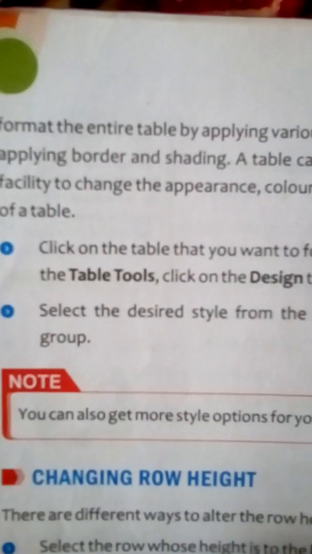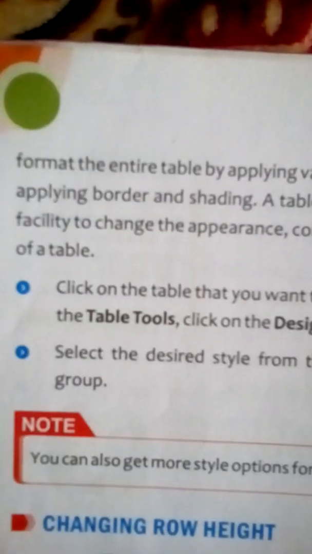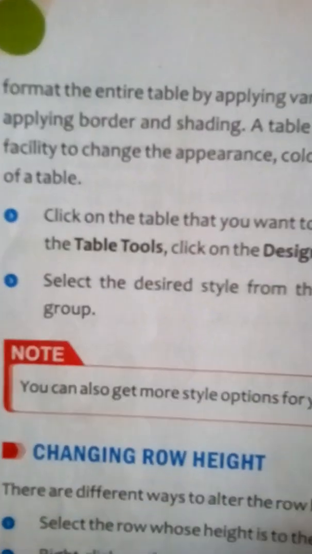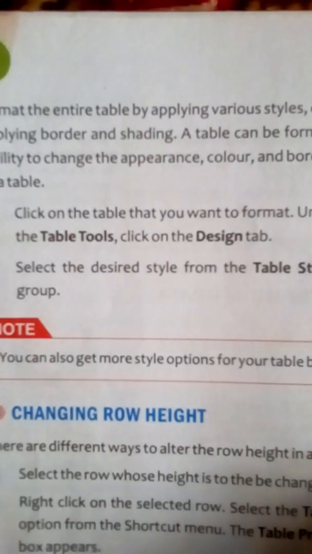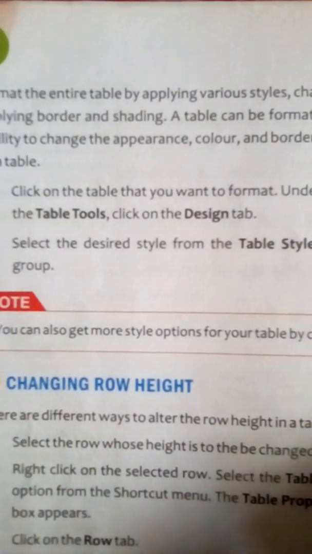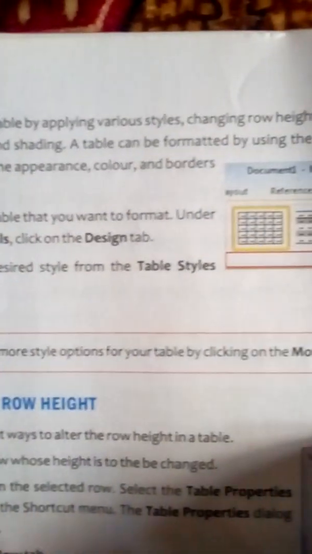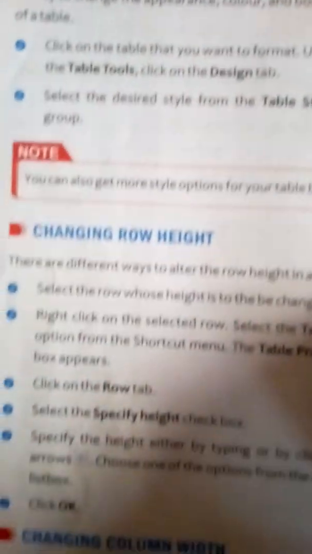A table can be formatted by using the table style gallery. Table style is an inbuilt facility to change the appearance, colors and borders of a table. Click on the table that you want to format. Under the table tool, click on the design tab. Select the design style from the table style group.